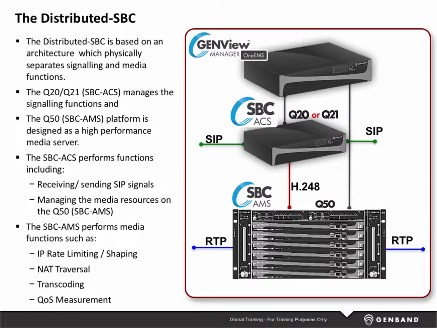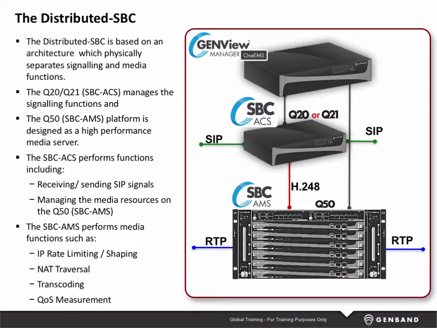In integrated, RTP went to an IP address range that was serviced by the same SBC. In distributed mode, the RTP is sent to a separate external box with a lot more LAN connections along the top and a lot more blades. So obviously the Q50 can handle many levels of phone calls per second above what the Q20 or Q21 was capable of. But all of the same functions still exist. NAT traversal, transcoding, quality of service, IP layer rate limiting, shaping, all of that stuff is still the same.